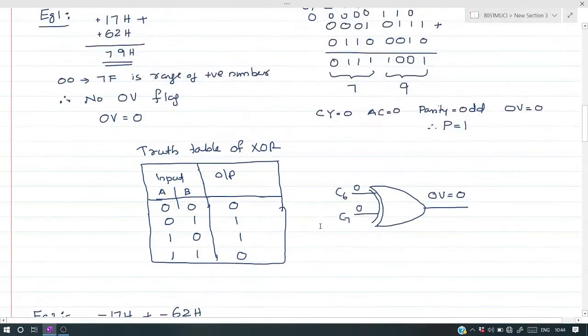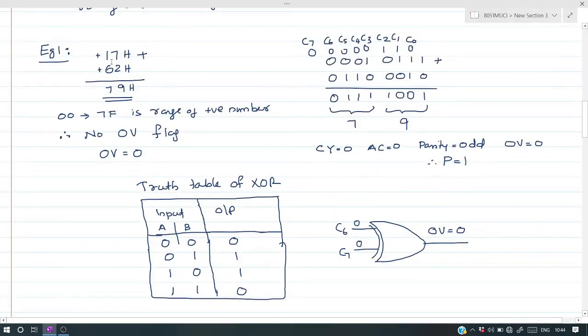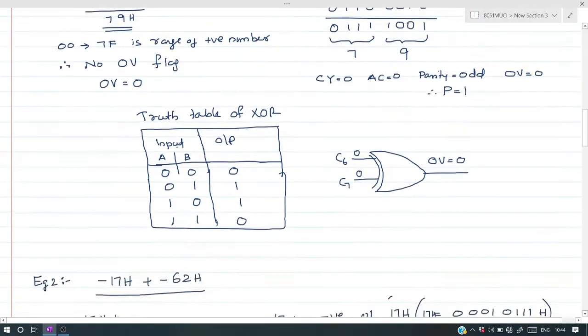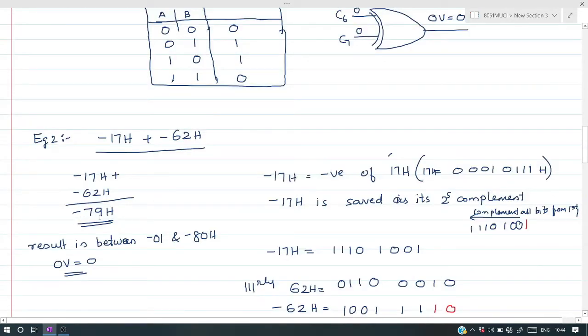Let's consider another example, that is minus 17h plus minus 62h. The answer is minus 79h. For negative numbers, the range is minus 01h to minus 80h. As minus 79h lies in this range, the overflow flag is reset. Let's see this binary arithmetic in detail.